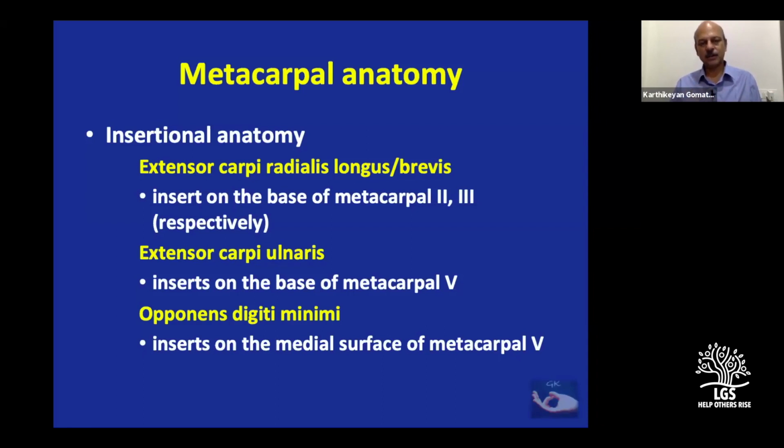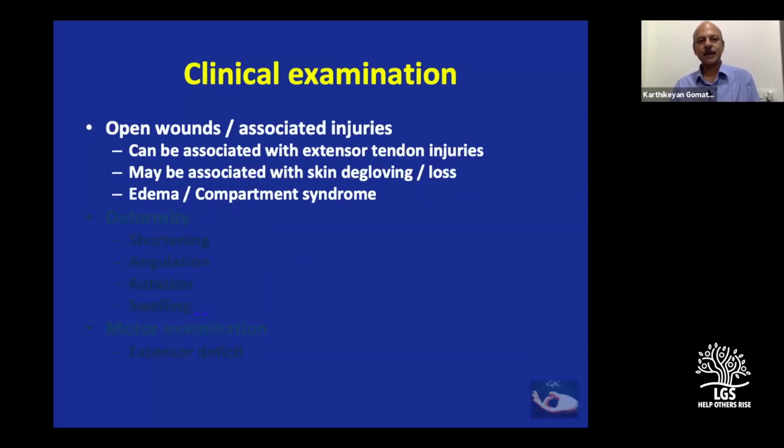Secondly, the insertions. You have important muscles being inserted. Extensor carpi radialis longus and brevis are inserted into the base of the second metacarpal and third metacarpal respectively. Extensor carpi ulnaris inserts on the base of the fifth metacarpal, and extensor digiti minimi inserts on the medial surface of the fifth metacarpal. Now these we remember. Notice that there is no insertion of any muscle on the fourth metacarpal. That will also become important as we deal with the management of the different fractures.